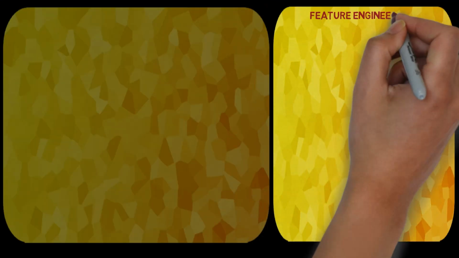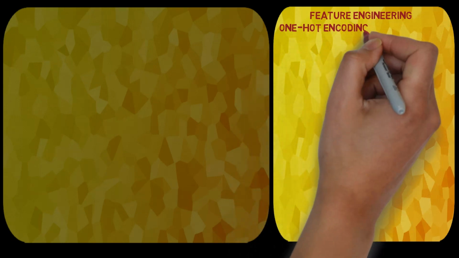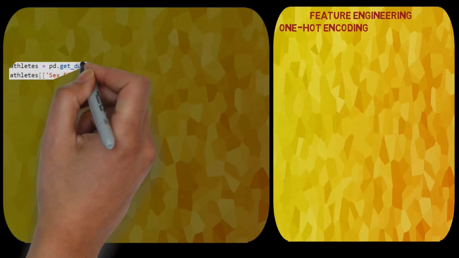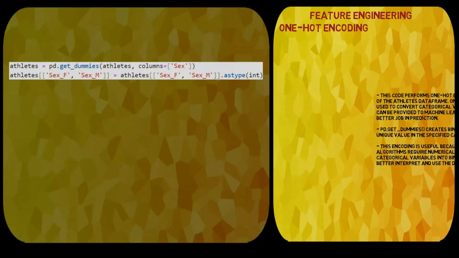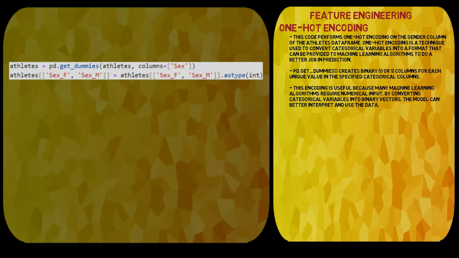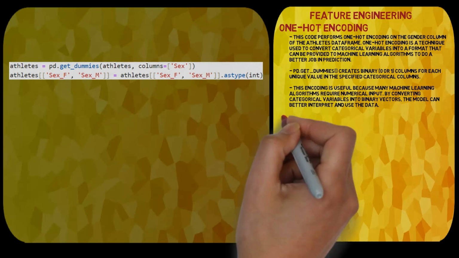Feature engineering. OneHotEncoding. OneHotEncoding is used to convert categorical variables into a format that our machine learning model can understand. For example, we apply this technique to the gender column to create binary columns for each gender. This conversion ensures our model interprets the data correctly.